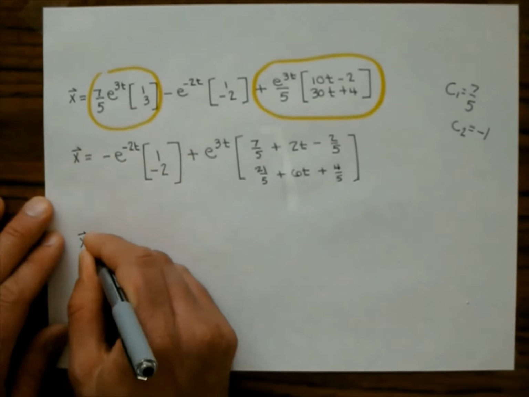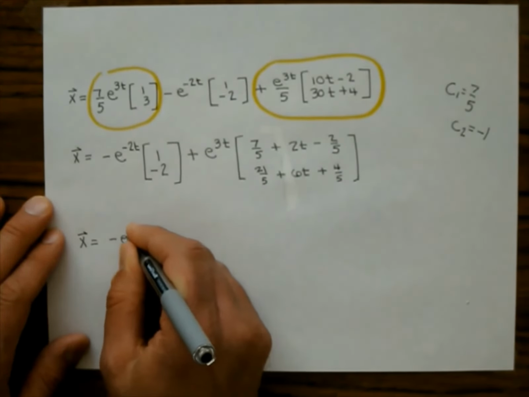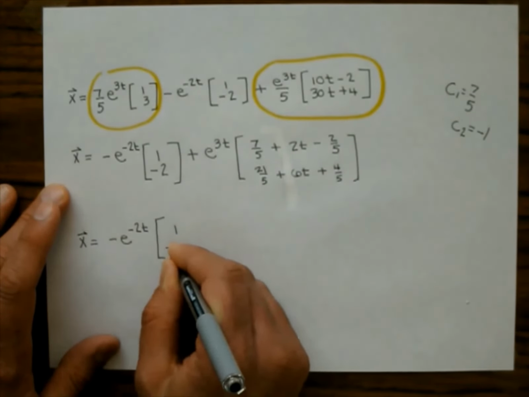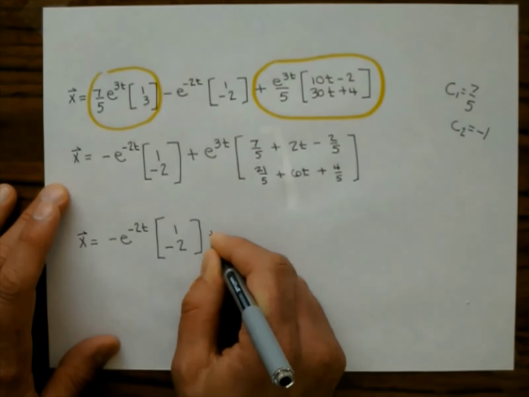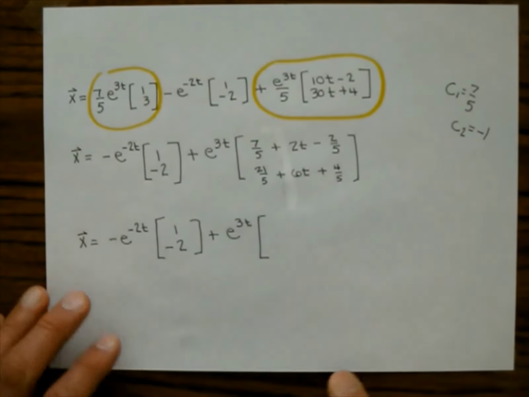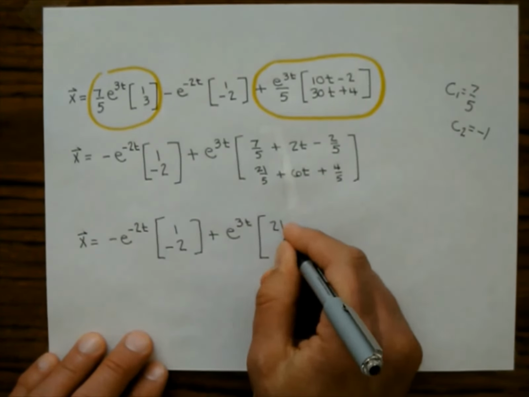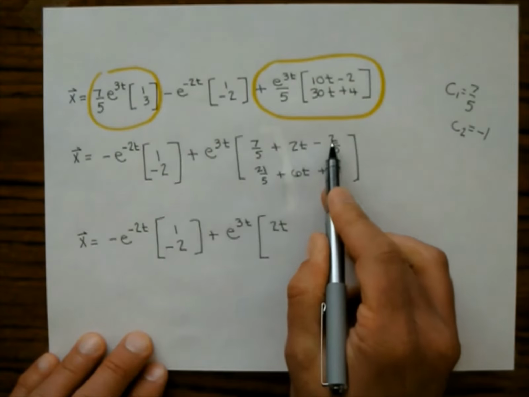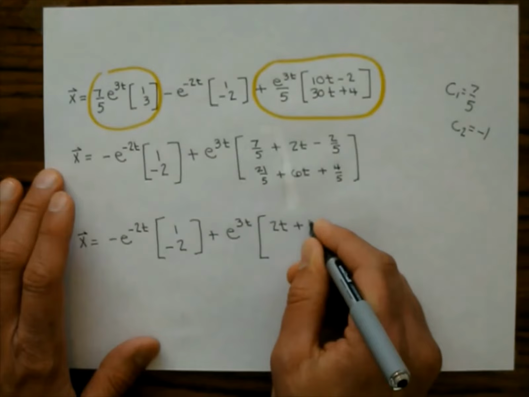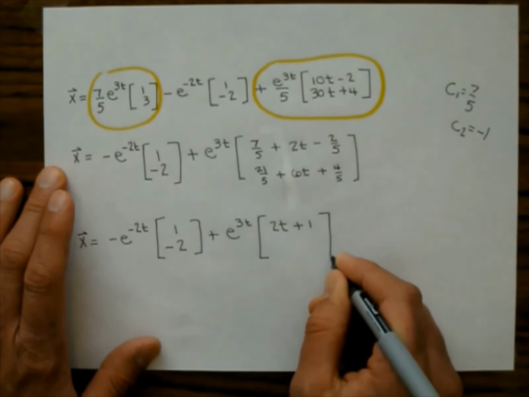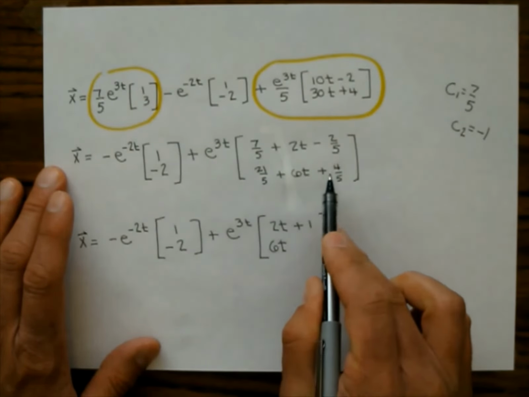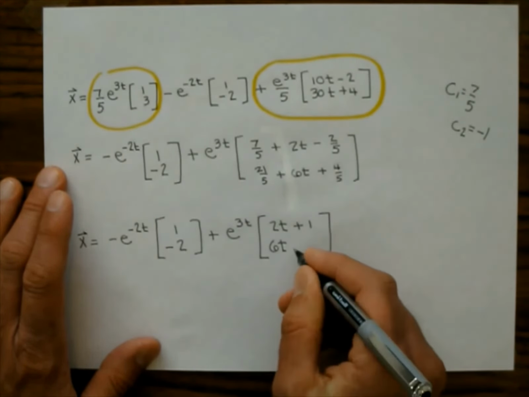This is x bar equals negative e to the negative 2t, 1, negative 2, plus e to the 3t. Look what happens here. This is nice on this problem. We have a 2t, and then 7/5 minus 2/5 is a 5/5, which is just a plus 1. And on the bottom, the same thing happens, in terms of things getting pretty. We have 21 plus 4 is 25. 25 over 5 is 5.